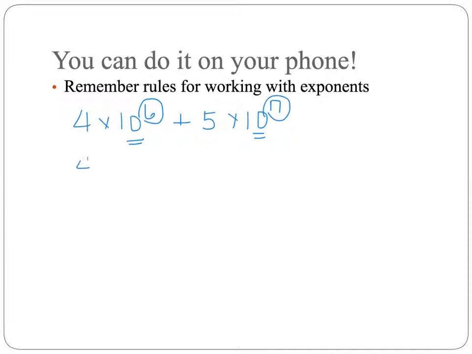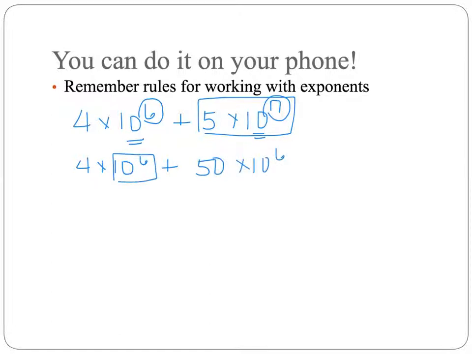So we would keep 4 times 10 to the 6th the same, plus we're going to make this number a 10 to the 6th number, and that would be 50 times 10 to the 6th. Now our bases and our exponents are just the same. We can then do the addition with the numbers. So 4 can be added to 50 to give us 54, and we just carry over that 10 to the 6th power. So as long as your exponents match, and since in scientific notation your base is always going to be 10, you can add or subtract the numbers and then just bring that 10 to whatever exponent over.